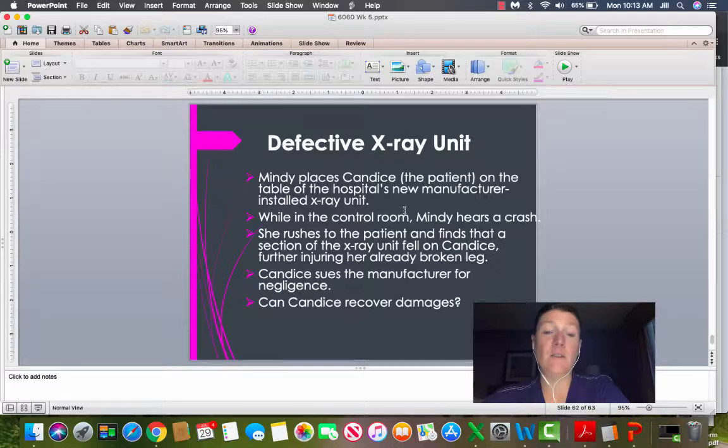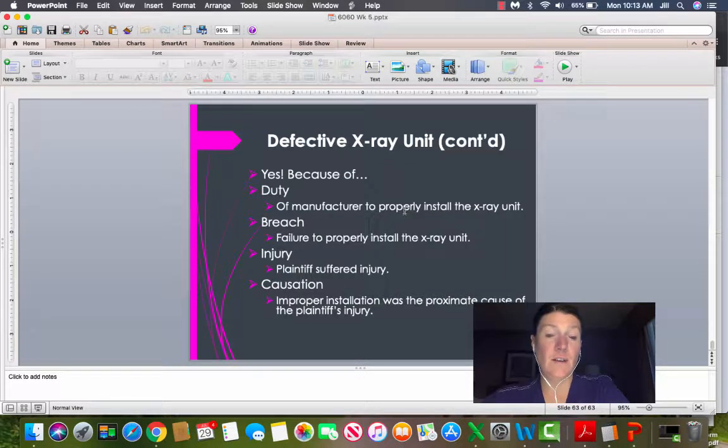And Candace sues the manufacturer for negligence. Could Candace recover damages in that case? Well, yeah, actually, she probably could, because there was a duty to act. The manufacturer should have properly installed the unit. There was a breach of that duty. The injury is there. The break of the leg was made much worse by this unit falling on it. And then also there was causation. The improper installation of the x-ray unit ultimately caused the patient's injury.